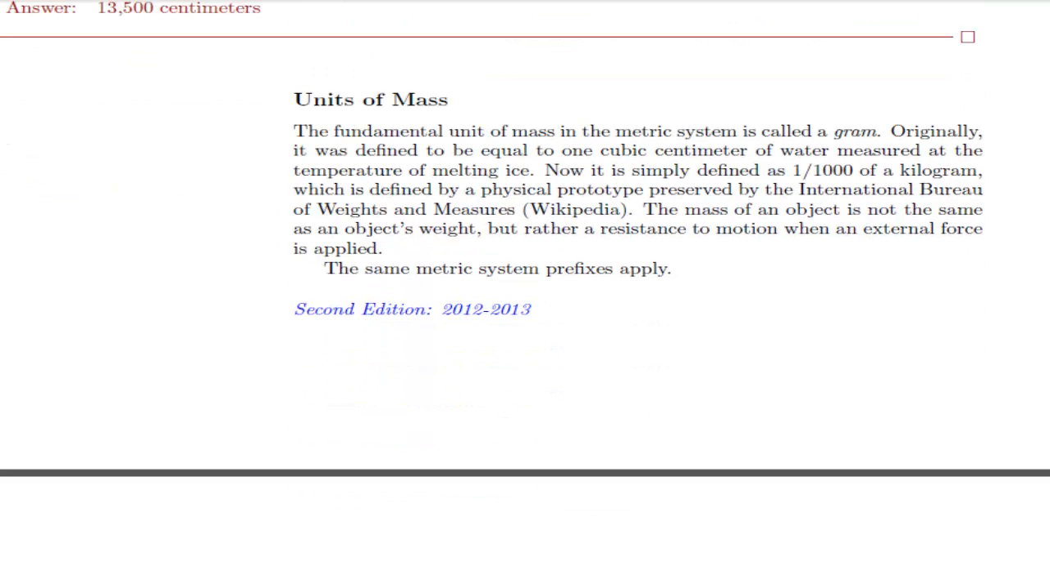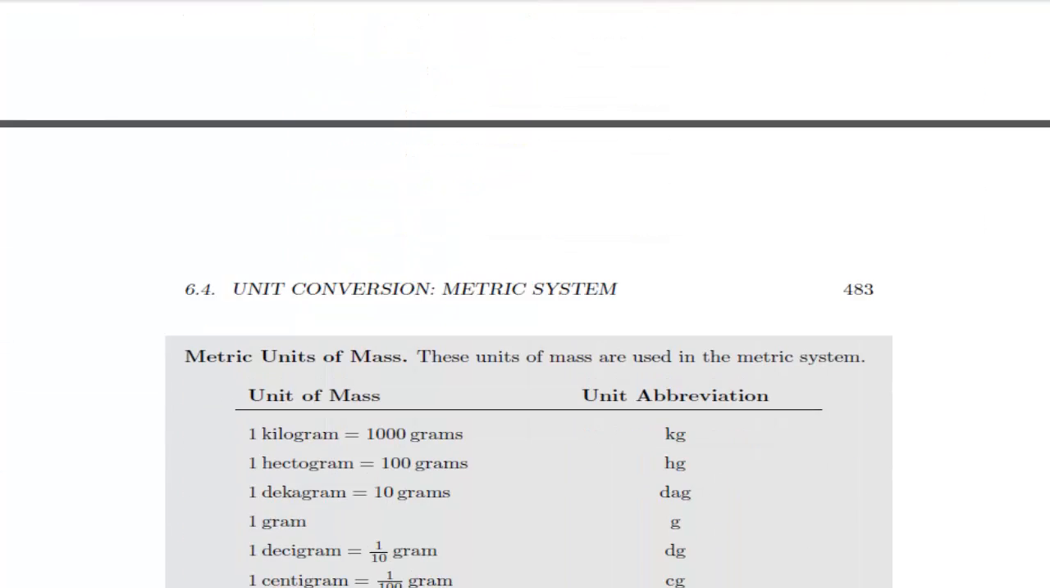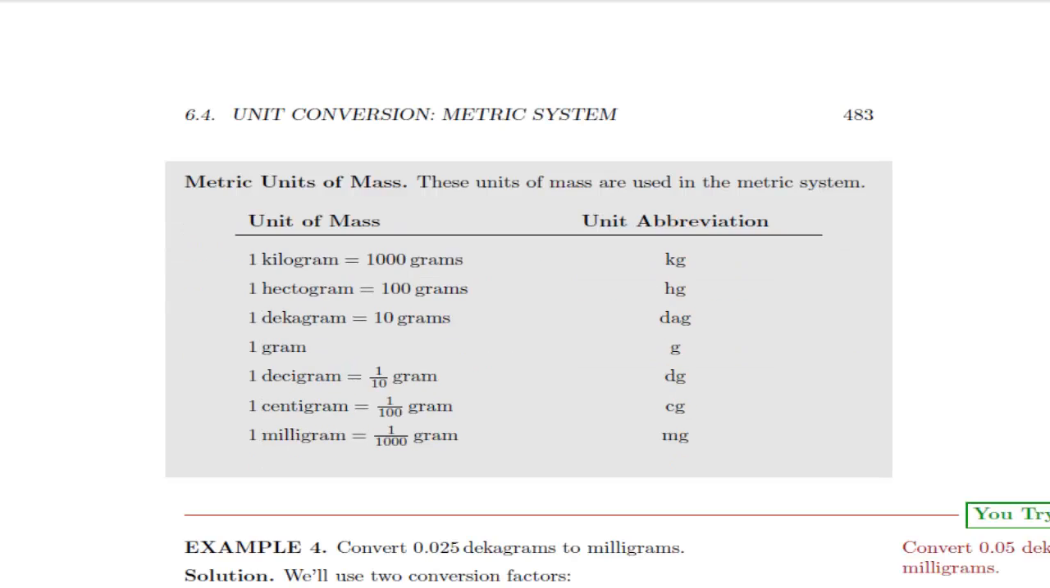Units of mass. The fundamental unit of mass in the metric system is called a gram. Originally, it was defined to be equal to 1 cubic centimeter of water measured at the temperature of melting ice. Now it's simply defined as 1/1000th of a kilogram, which is defined by a physical prototype preserved by the International Bureau of Weights and Measures. The mass of an object is not the same as an object's weight, but rather its resistance to motion when an external force is applied. The same metric system prefixes apply. These units of mass are used in the metric system. So we have kilograms, hectograms, decagrams, grams, decigrams, centigrams, and milligrams, related in the same manner as the meters.